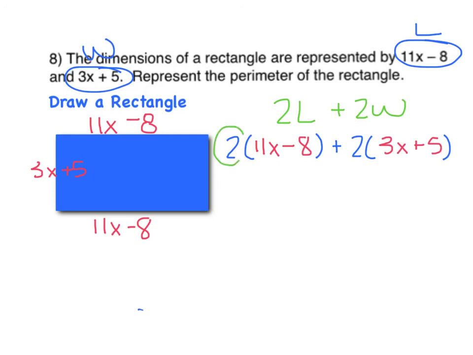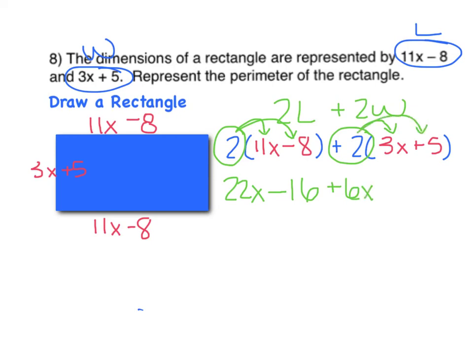Distributing here, so let me circle this 2. 2 times 11x is 22x. 2 times negative 8 is negative 16. Notice I have to distribute one more time. 2 times 3x is 6x. 2 times 5 is 10. Combine like terms. 22x goes with the 6x. Negative 16 goes with the positive 10. So our final answer for the perimeter of this rectangle: 22x plus 6x is 28x. Negative 16 plus positive 10 gives us negative 6.